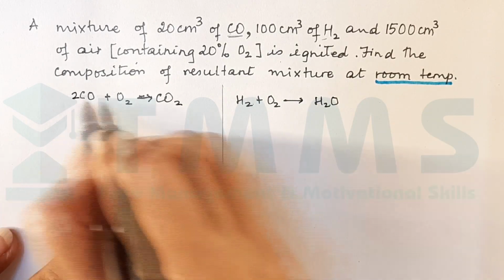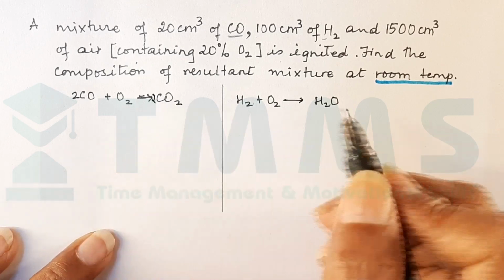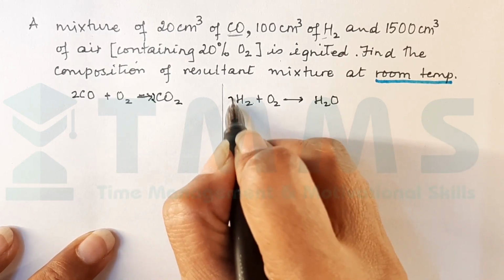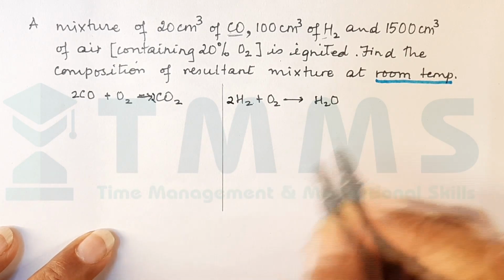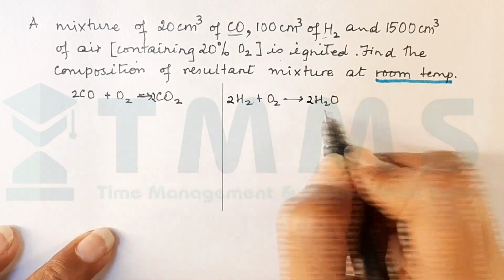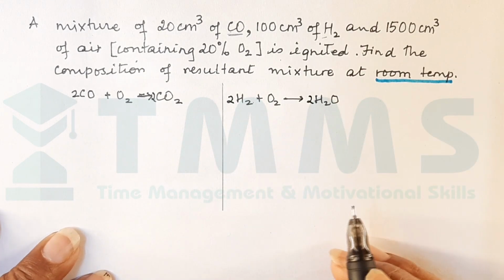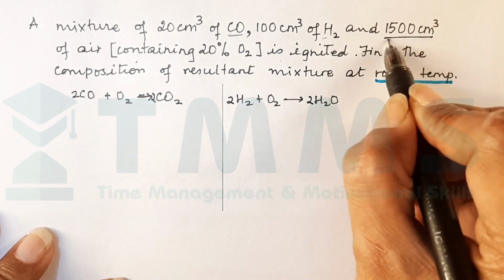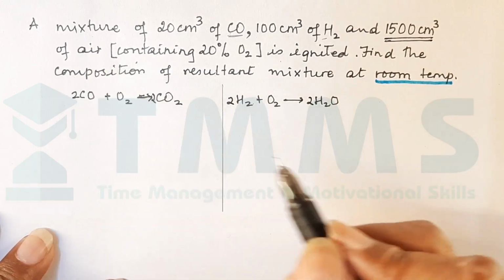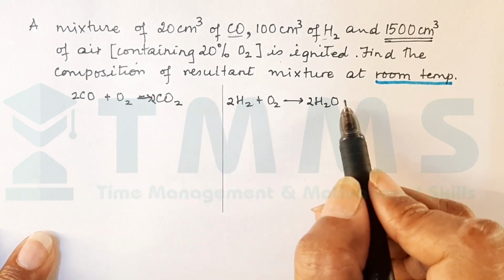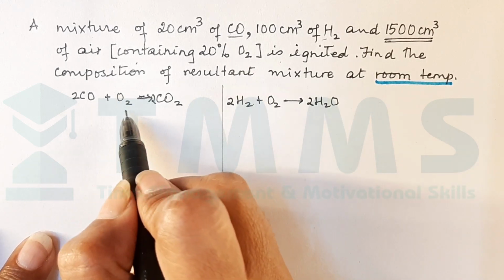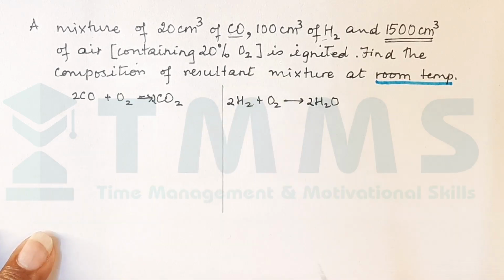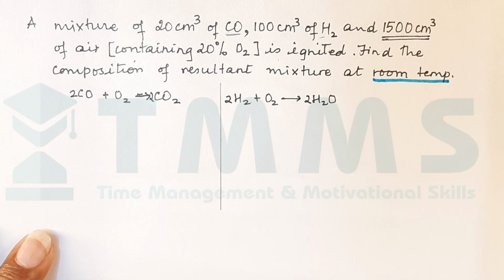We will have to have 2 CO and we'll get 2 CO2. Here we will have 2 H2 plus O2 gives us 2 H2O, and the 2 reactions are balanced. Now out here, can you see this 1500 centimeter cube of air? So air containing oxygen, so they have indirectly given us the volume of oxygen.